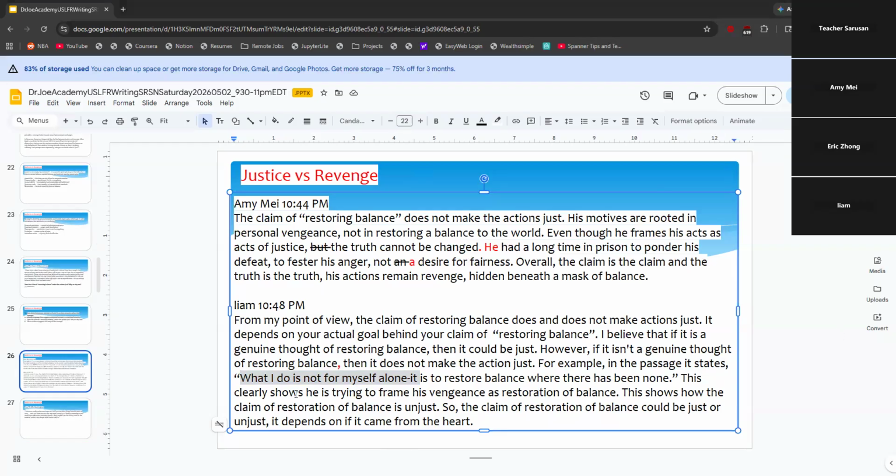This clearly shows that he is trying to frame his vengeance as restoration of balance. This shows how the claim of restoration of balance is unjust. I think these two can be put into one sentence. We're kind of saying a lot of the same words. You can combine them together. So the claim of restoration of balance could be just or unjust. It depends on if it came from the heart.